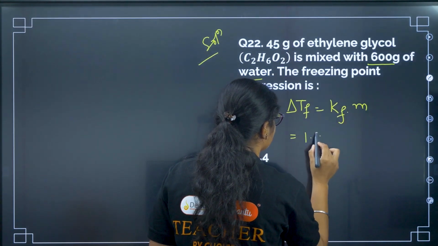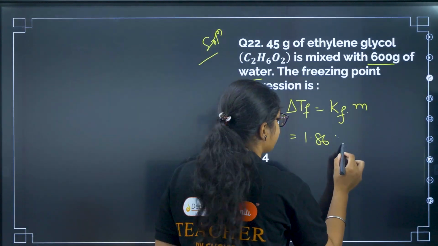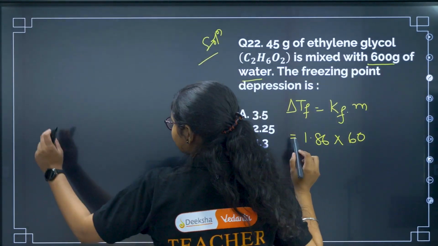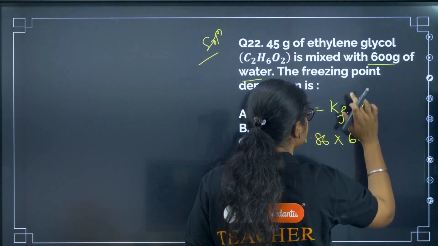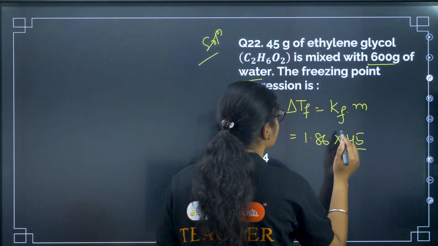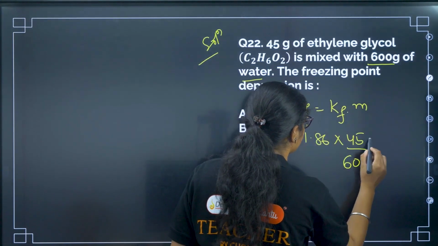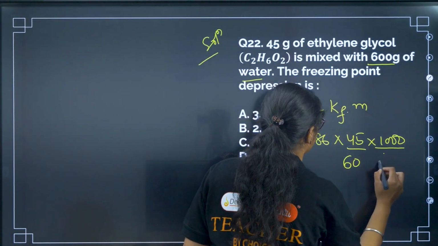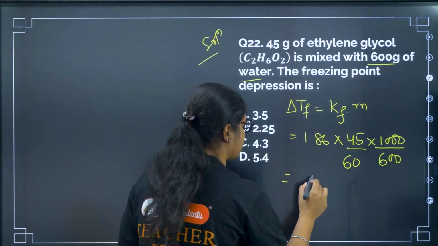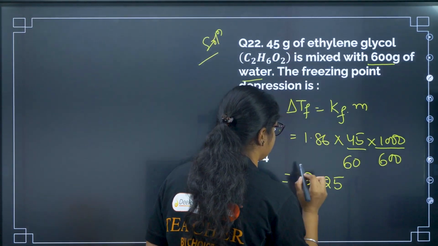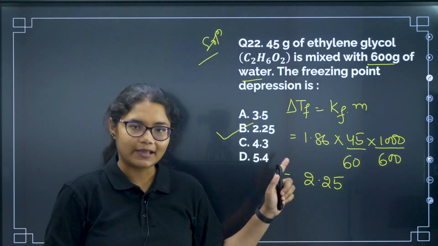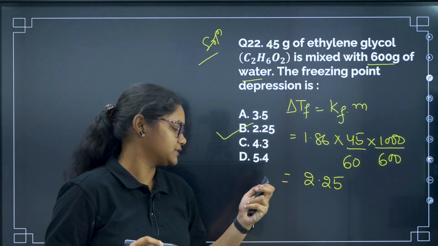So Kf for water you can remember it is 1.86. M value is your given mass, that is 45 gram, sorry, given mass of the solute is 45 gram, and then we have the molar mass of this one is 60 into 1000 by 600. Okay, so you can calculate here. So if you calculate this one, the correct answer will be 2.25. Okay, so the answer is option number B. This question requires little calculation. You have to give some time for this question.